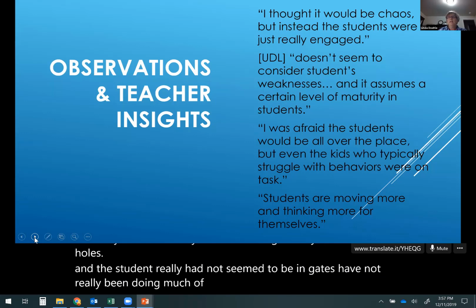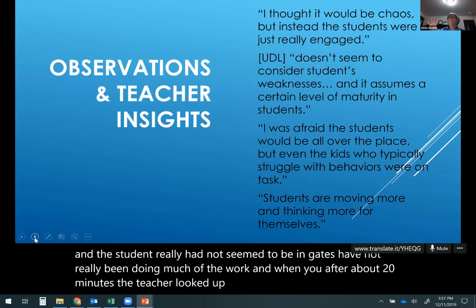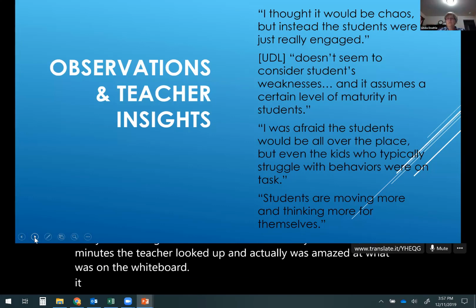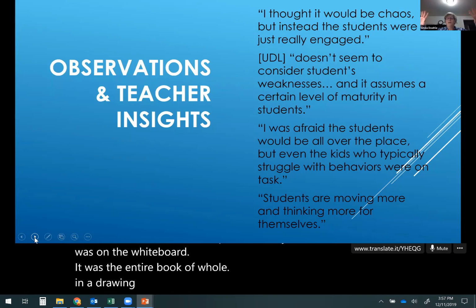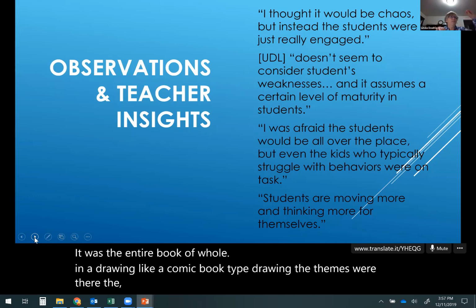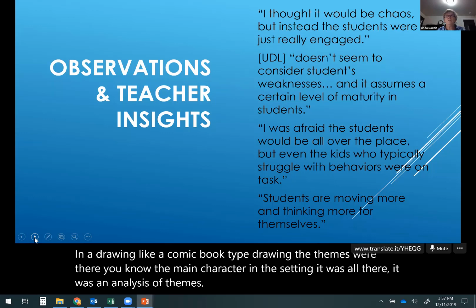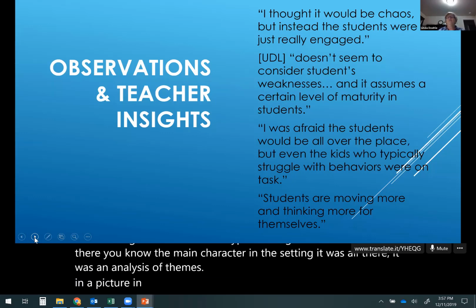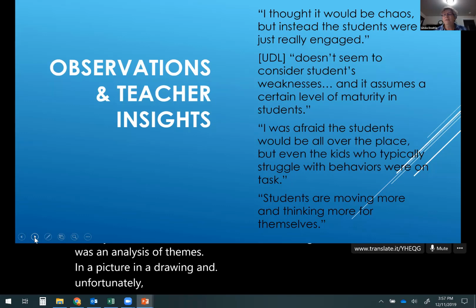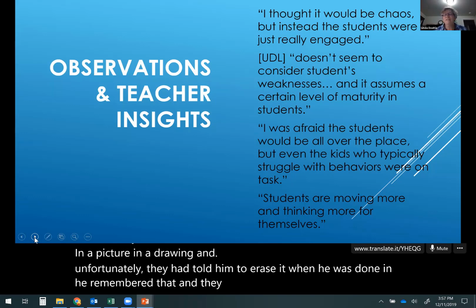And when, after about 20 minutes, the teacher looked up, she was actually amazed at what was on the whiteboard. It was the entire book of Holes in a drawing, like a comic book type drawing. The themes were there, the main character, the setting, it was all there. It was an analysis of themes in a picture, in a drawing. And unfortunately, they had told him to erase it when he was done, and he remembered that. And they were so sorry that they did not get a picture of it.